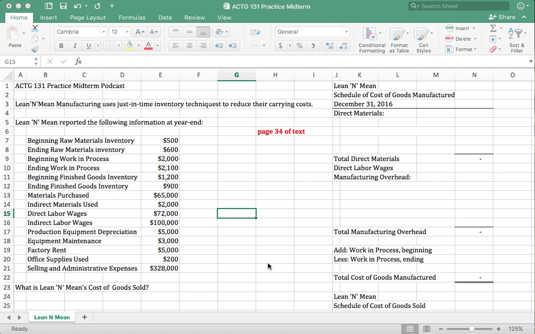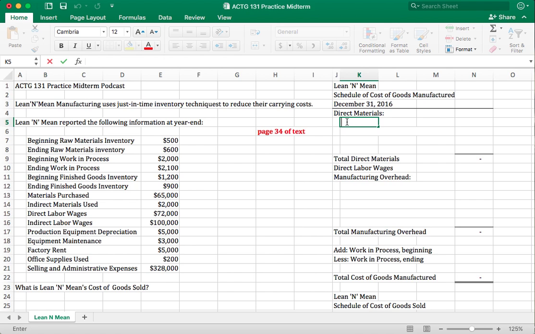Hi, Lenore here, and I'm going to go over how to calculate the first problem, lean and mean manufacturing, from our practice midterm. So I've put in some structure, but I want to walk you through how to calculate this.